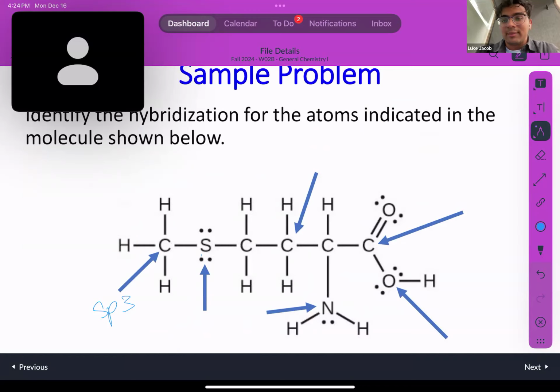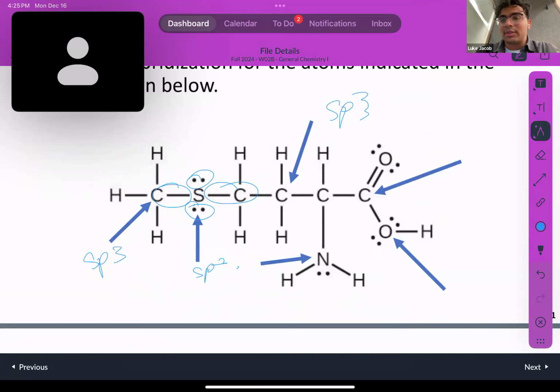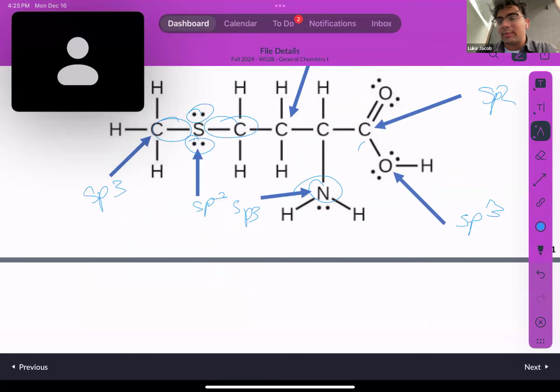I'm sorry guys. But yeah, so this would be sp3 because there's 4 things, right? sp3, this is also sp3, this is sp3 as well. This, however, is also sp3. This is what we showed with ammonia. This is sp3. This is sp2, and then this is sp3. So it helps predict geometry and whatnot.